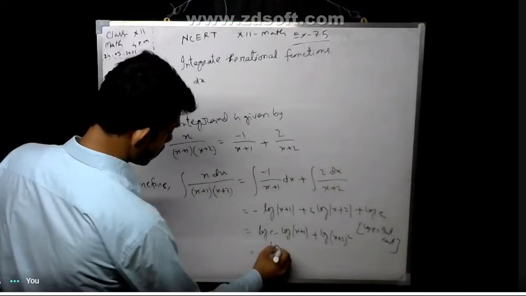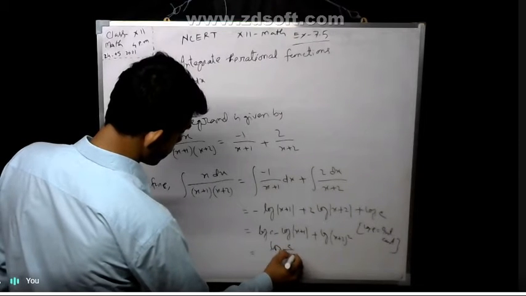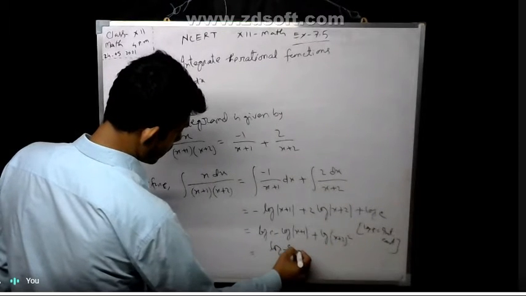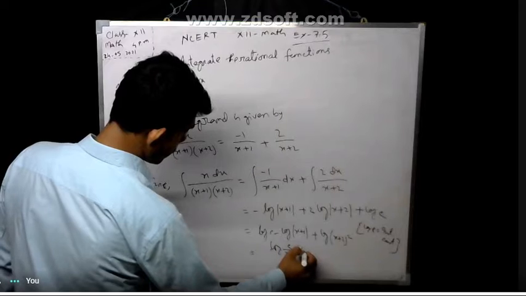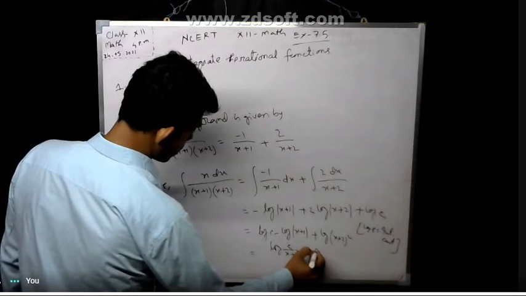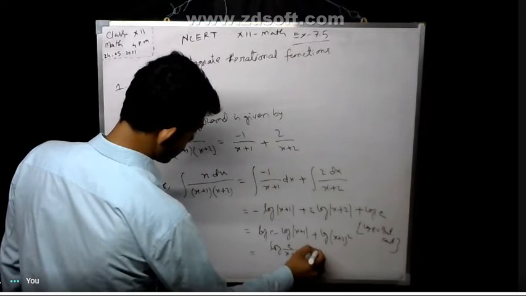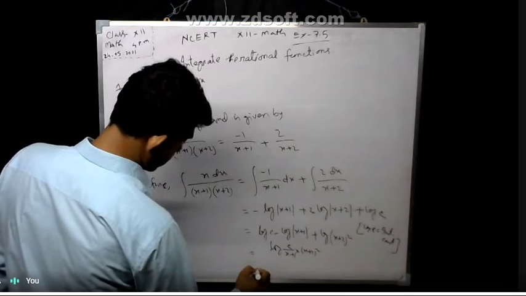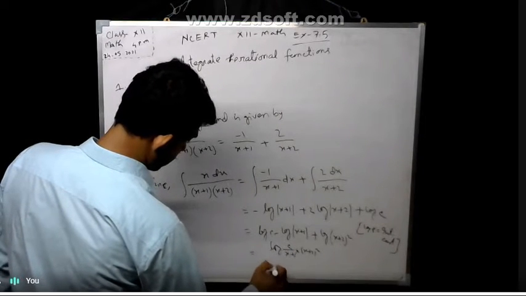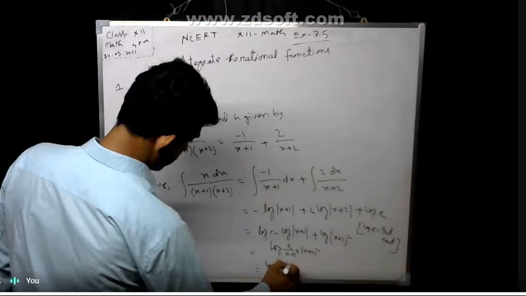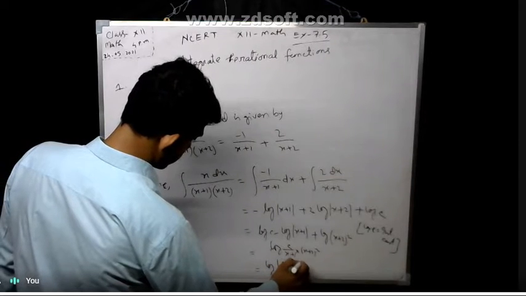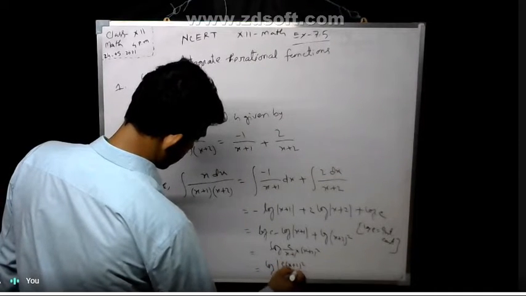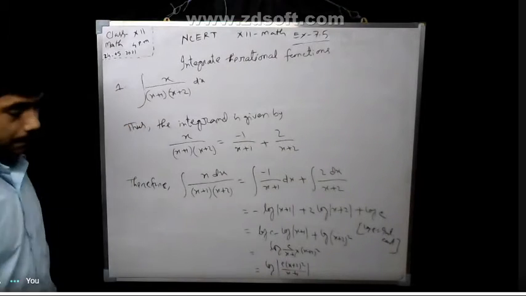So log c by x plus 1, plus this, that means we can write into x plus 2 whole square. So it is equal to log of c into x plus 2 whole square by x plus 1. This is the answer.